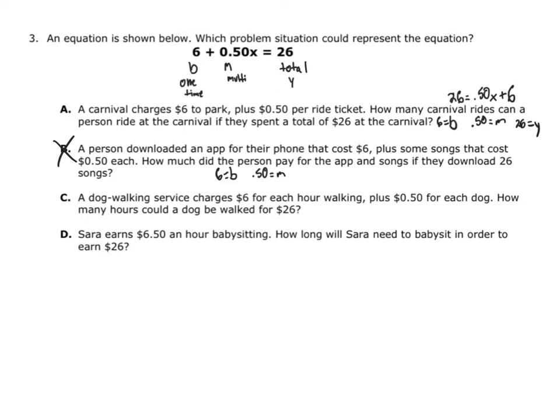C says a dog walking service charges $6 for each hour. So that's our multiple already. So 6 equals M does not follow our equation. So C is wrong. D says Sarah earns $6.50 an hour. $6.50 is not a number that we need, so it can be counted wrong. So A is our answer.